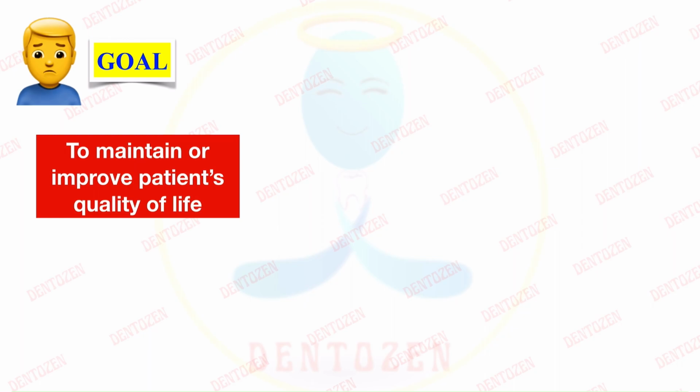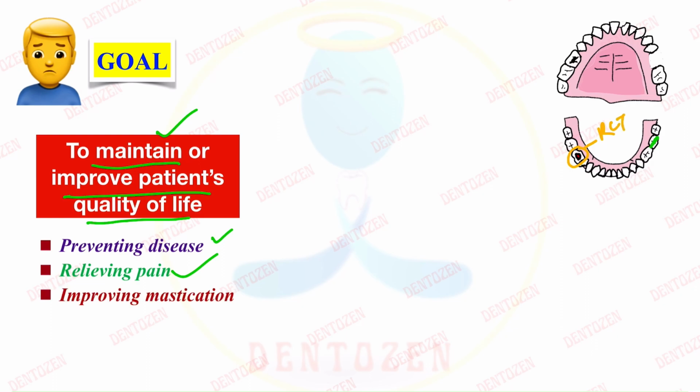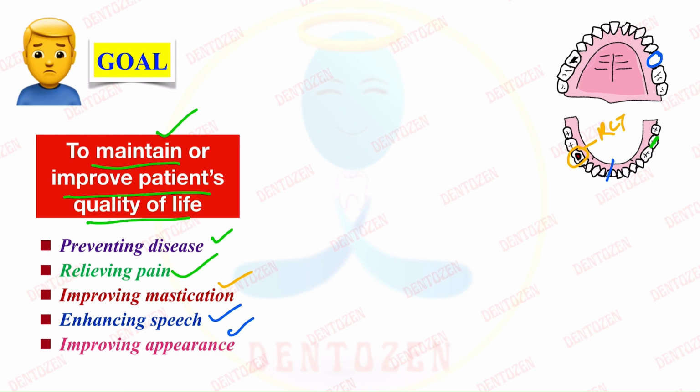So what is the ultimate goal of dentistry? When a patient comes to you, you should be able to improve his quality of life and maintain it. How can you do that? So when a patient has dental problems, you can prevent the disease, for example, by giving the fissure sealants, you can prevent caries, you can relieve the pain by removing the infected pulp and doing RCT, you can improve the mastication by giving a prosthesis, you can enhance the speech by correcting the malalignments, and you can improve the appearance of patient by improving the aesthetics. So by doing all this, you can actually improve the quality of life of your dental patient and you can maintain that quality of life for patient, and that makes your patient happy.